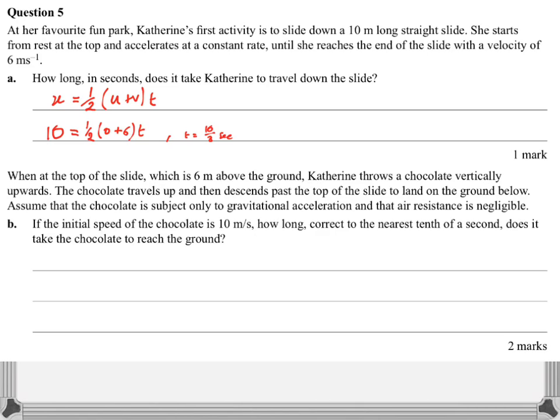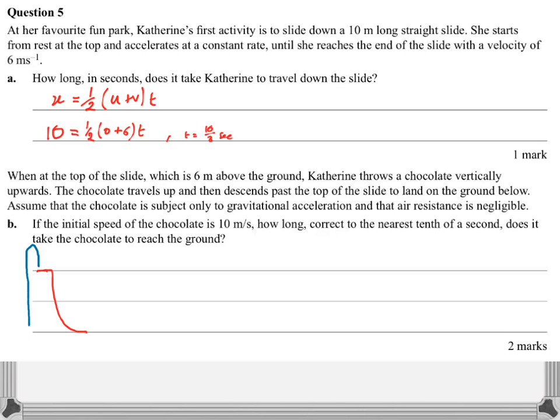Next part. When at the top of the slide, 6 meters above the ground, Catherine throws a chocolate vertically upwards. Now, anything that's thrown vertically upwards is going to go up, and then it's going to go down. So the chocolate travels up and then descends past the top of the slide to land on the ground. You've got to think about, where is Catherine in all this? She is actually on the top of the slide, 6 meters above the ground. Assuming that the chocolate is subject only to gravitational acceleration, that air resistance is negligible. So that means constant acceleration.